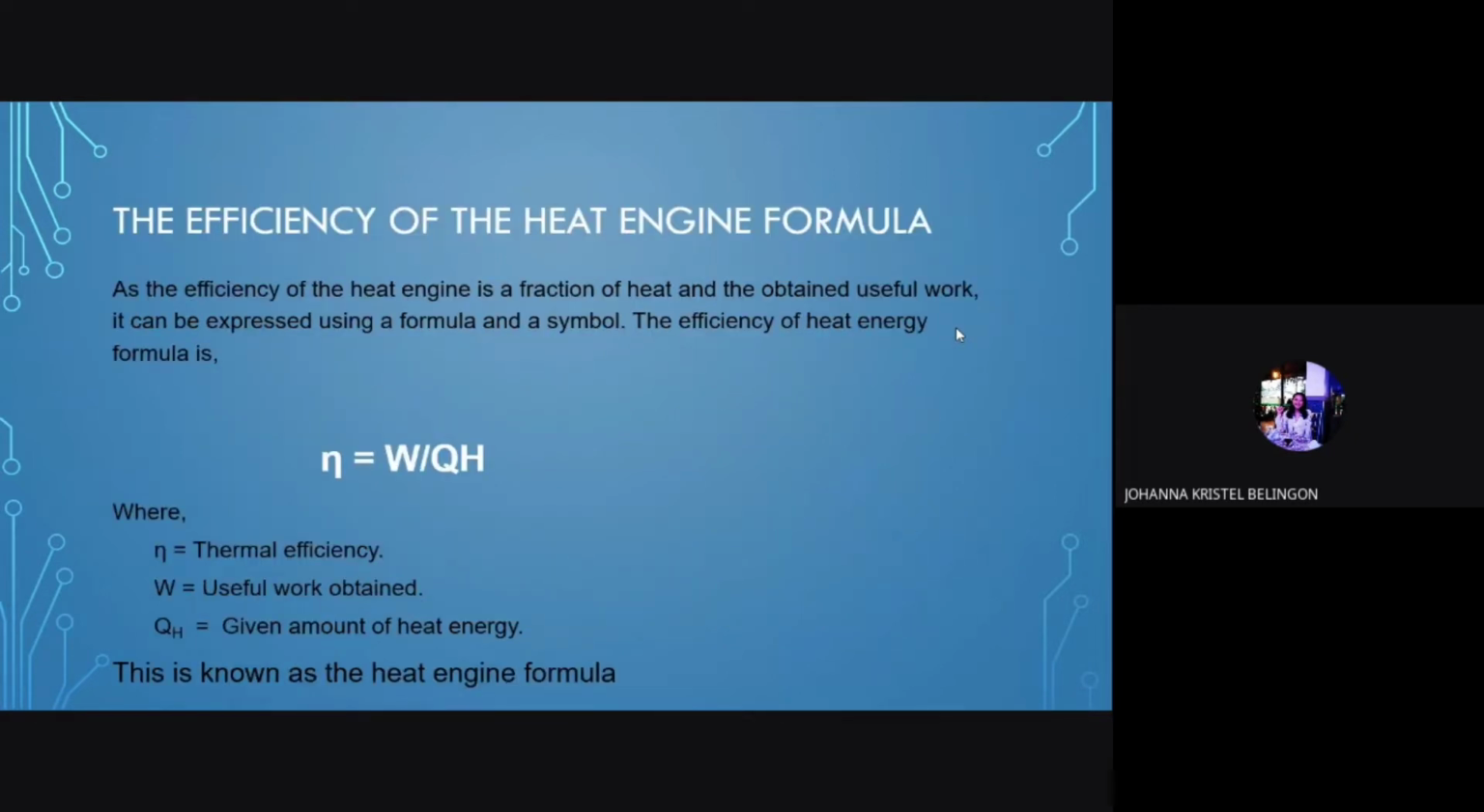The efficiency of the heat engine formula. As the efficiency of the heat engine is a fraction of heat and the obtained useful work, it can be expressed using a formula and a symbol. The efficiency of a heat engine formula is eta equals W divided by QH. W is the thermal work, the useful work obtained. QH is the given amount of energy and eta is the thermal efficiency. So this is known as the heat engine formula.